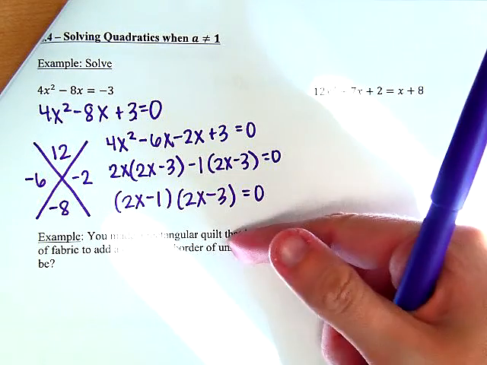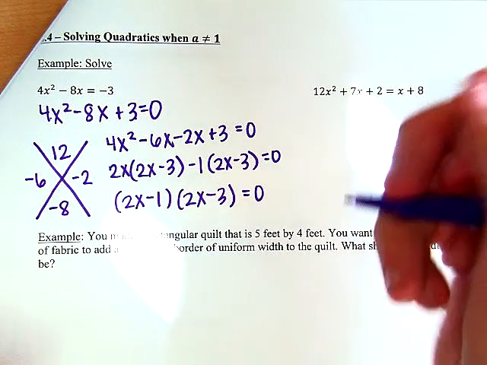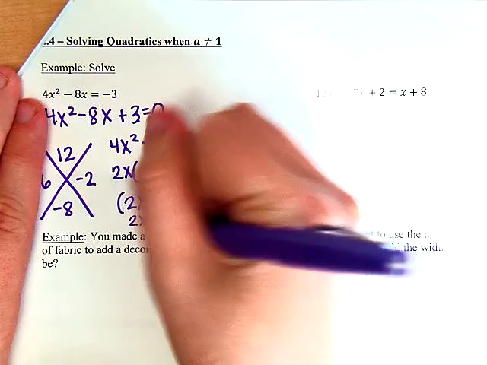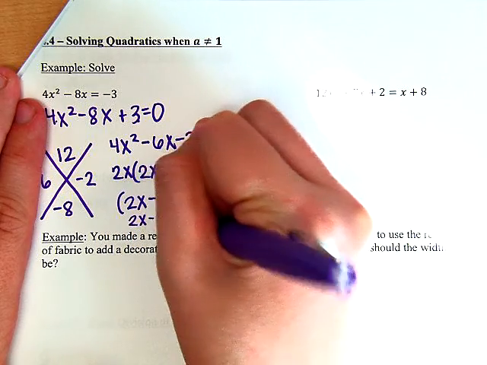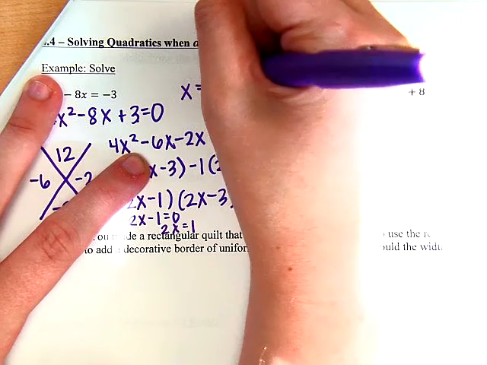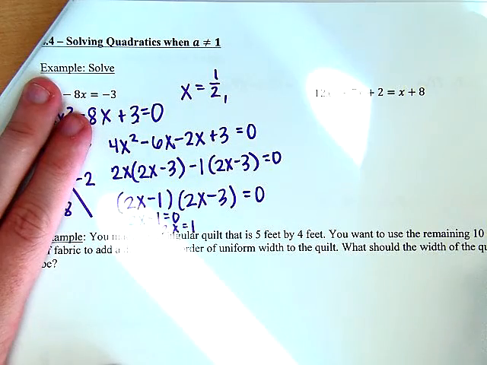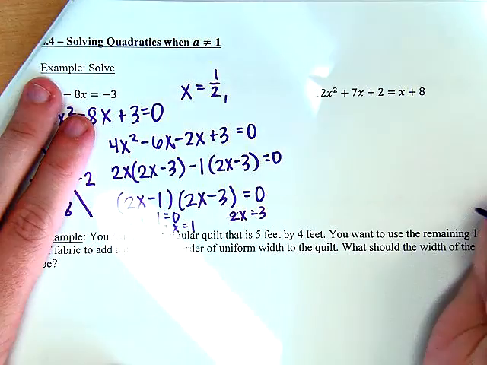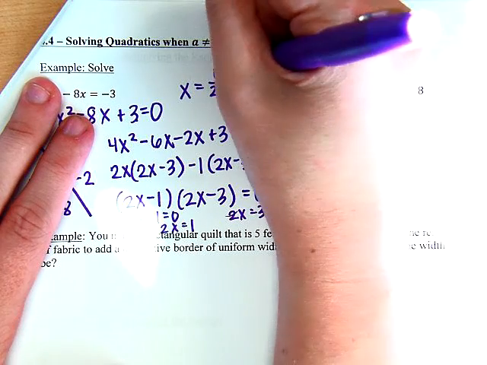Now to get my answer, I have to set both of these equal to 0. So my first one, I got 2x minus 1 equals 0. I'm going to add 1, I get 2x equals 1. My first answer is x equals 1/2. Second one, I add 3 over, so I got 2x equals 3. So then my answer is 3/2.